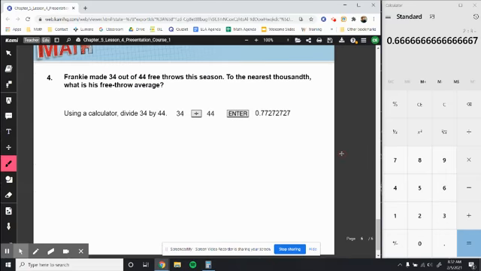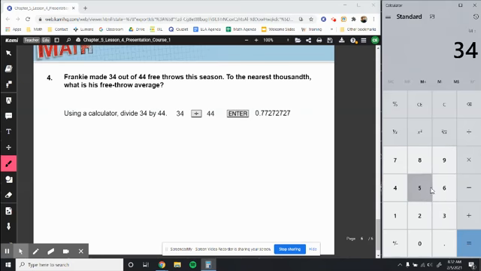All right. Last one, we have Frankie made 34 out of 44 free throws this season, round to the nearest thousandth. What was his free throw average? So we can use a calculator. We are going to do, like I've been showing you guys, 34 divided by 44, which is going to give us 0.772727, et cetera, et cetera, et cetera.